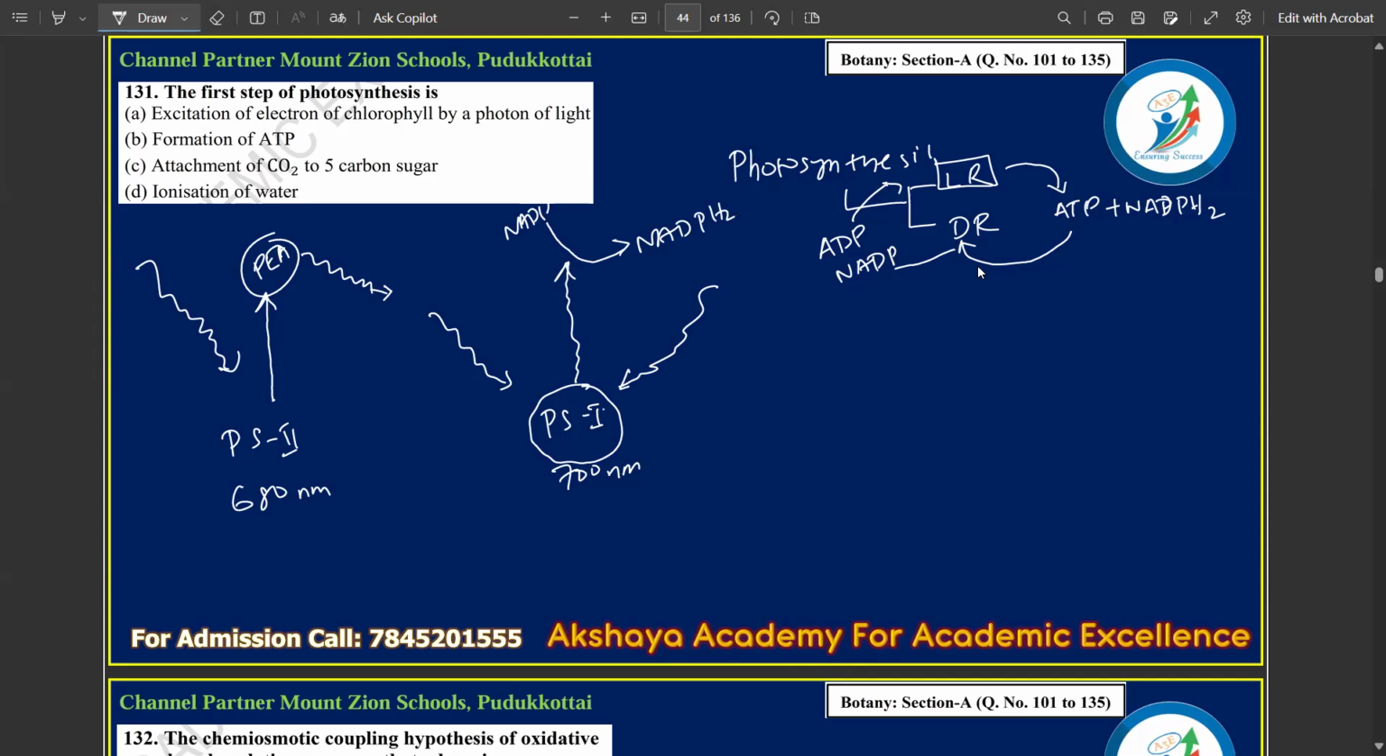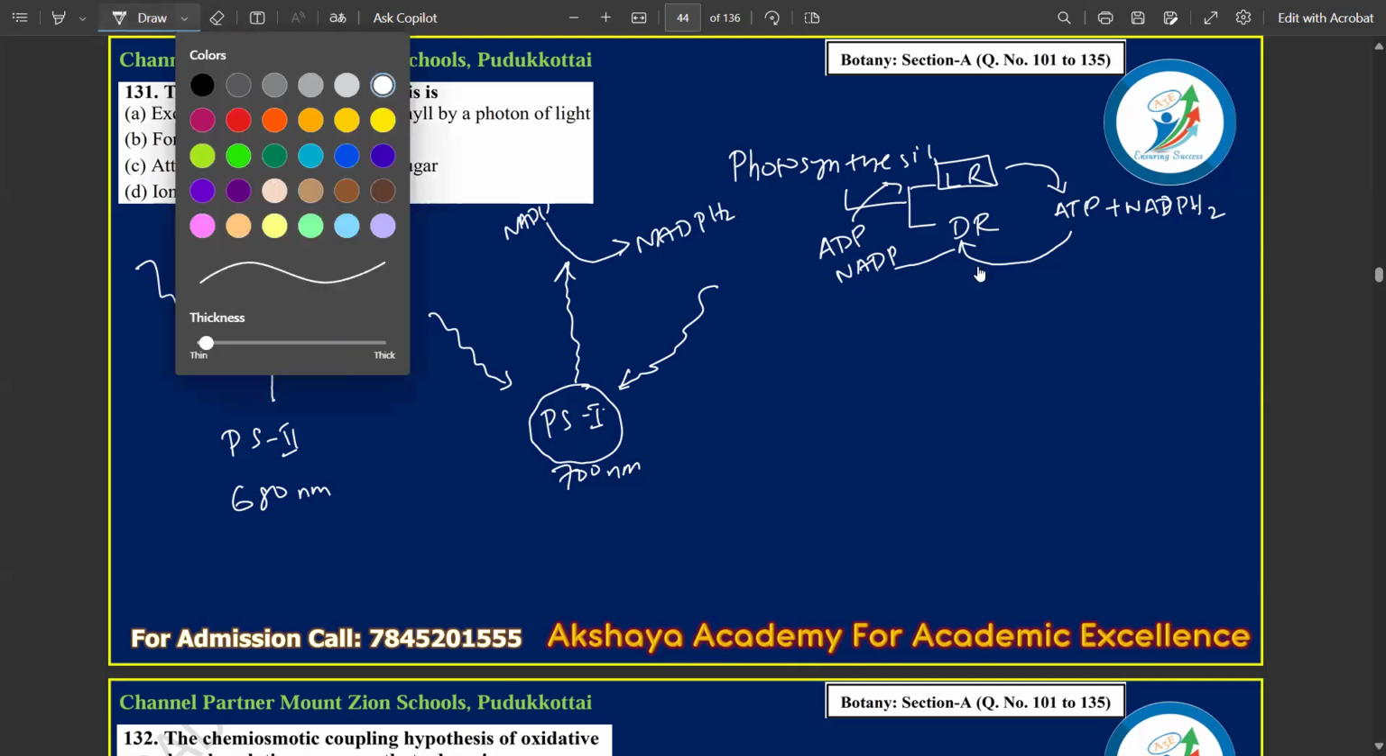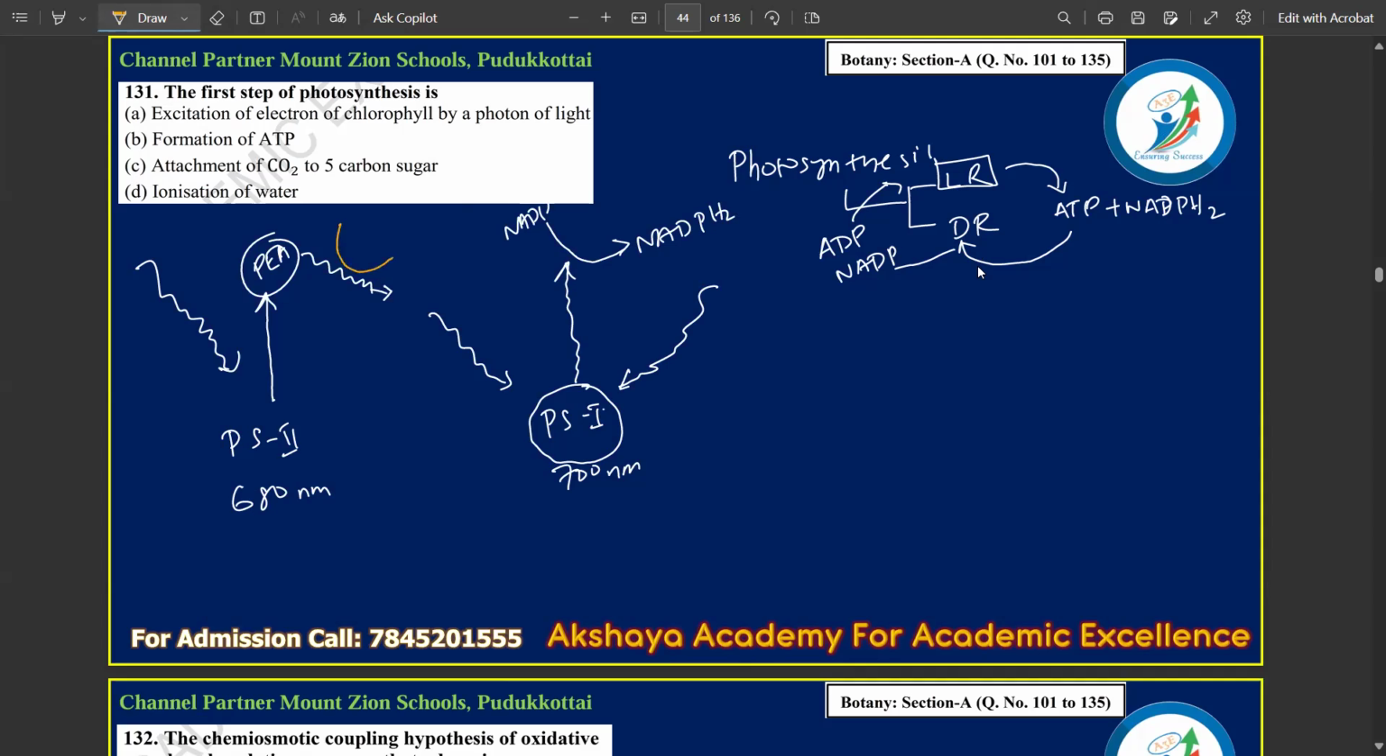While this process is happening, the energy of the electron is used to synthesize ATP, which is considered as substrate level phosphorylation.